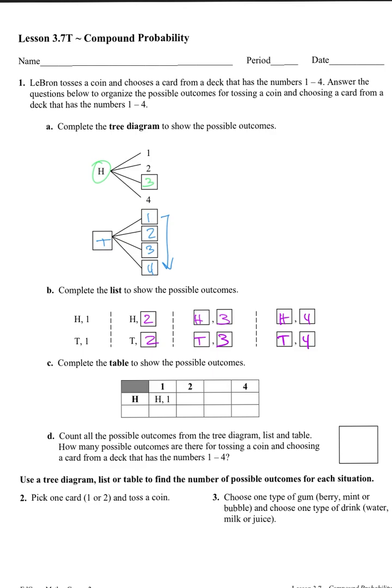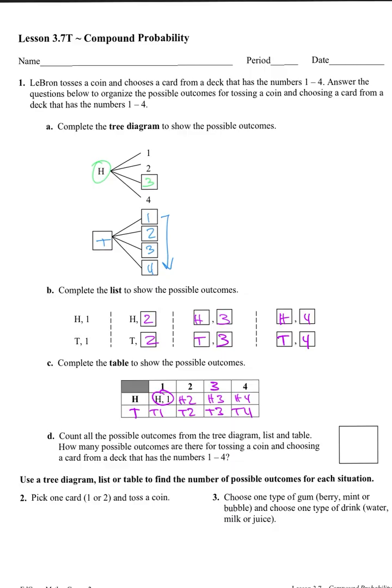And then the last one, so B is the list and C is the table. On the table, going across the top you've got 1, 2, 3, and 4. Going up and down that column, you've got heads and tails. So one possibility is H1, heads 1. Going across, I've got heads 2, heads 3, heads 4. The other possibility is tails: tails 1, tails 2, tails 3, and tails 4.